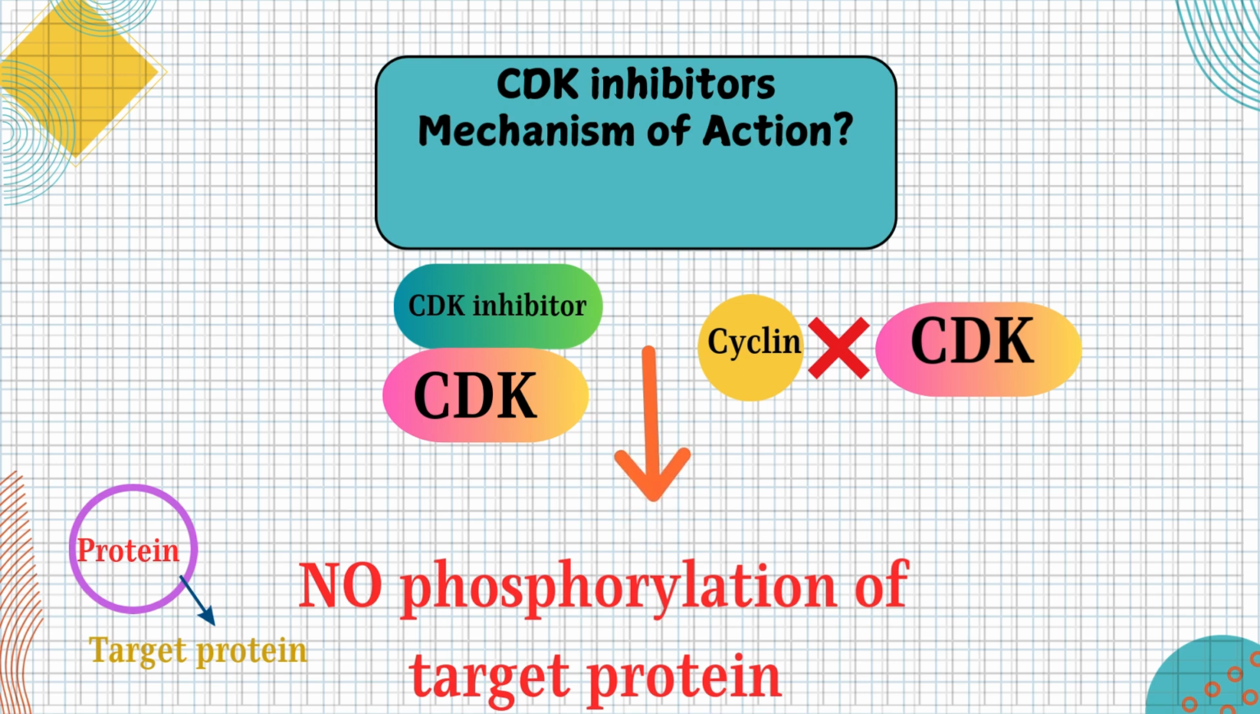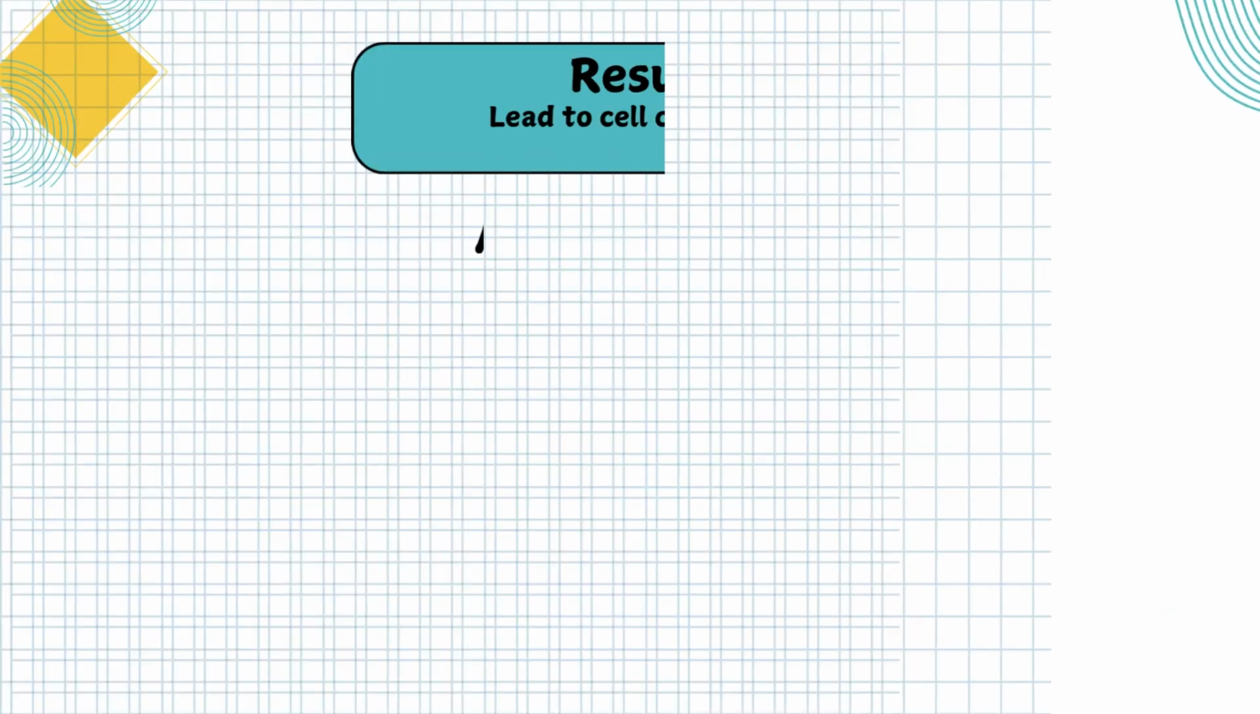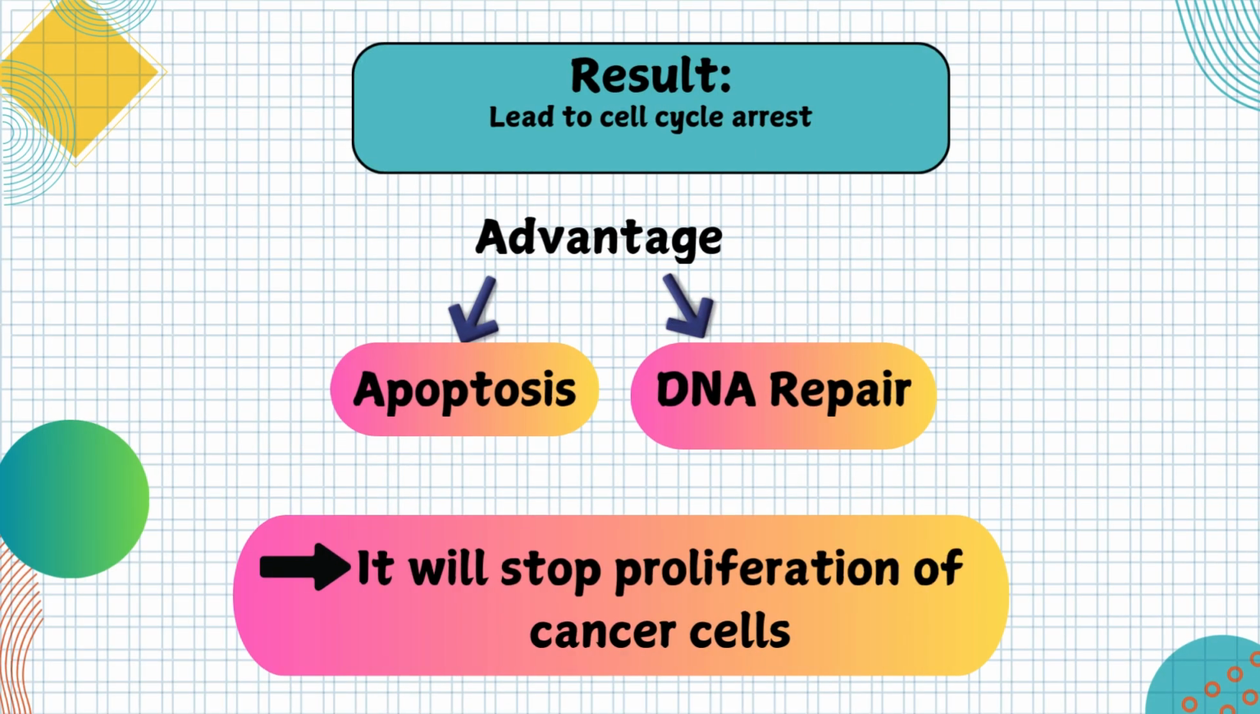As a result, what will happen? It leads to cell cycle arrest. It means the cell cycle will stop because there is no phosphorylation of the target protein, so the cell cycle cannot take place further. So the cell has two advantages.